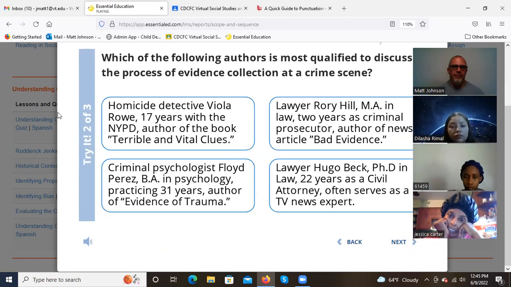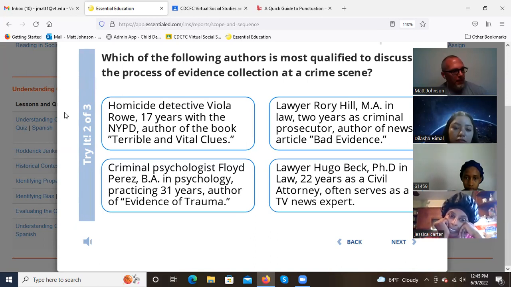All right, now we'll go on to our question here. Which of the following authors is most qualified to discuss the process of evidence collection at a crime scene? All right. Nautica, you want to give this one a try? Where would we turn to when it comes to collection of evidence? Who would you trust? Little bios.